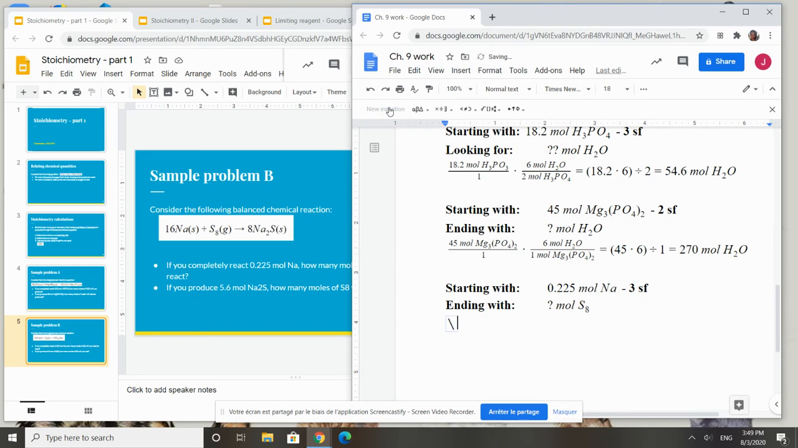I take what I'm starting with and I put it over 1. I go to my balanced chemical equation. There's nothing in front of the S8, so I assume that that is a 1. And there's a 16 in front of the sodium, so that goes on the bottom. I put this in my calculator. I'll put how I put it in my calculator.